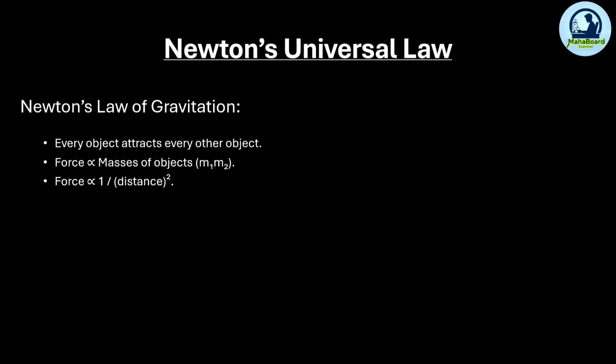This law is written as F is equal to G into m1 into m2 divided by r square, as I already said, where F is the gravitational force, m1 and m2 are the masses of the objects, and r is the distance between them. G here is the gravitational constant. As I already said, the Earth's gravity and g. Let us see about it.